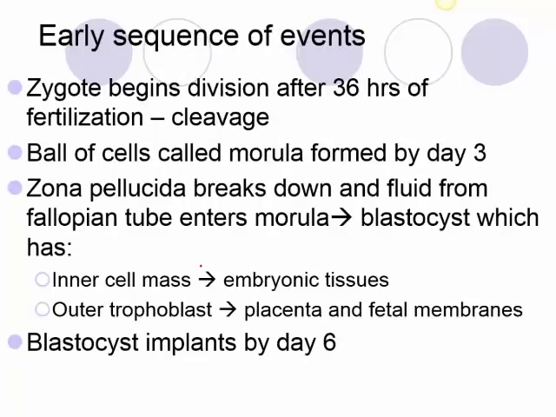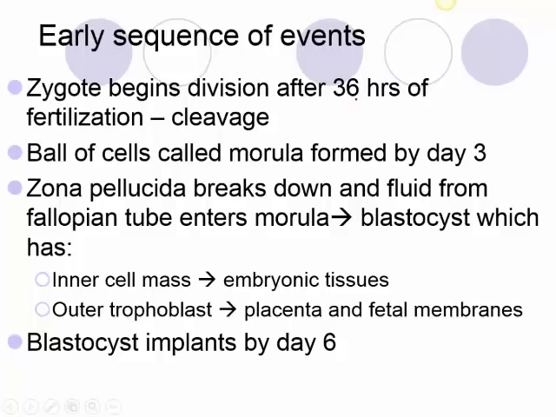So let's look at the early sequence of events. When the zygote is formed, after the pronuclei have fused, it rests for a while, and then after about 36 hours of fertilization, it begins to divide. That division is known as cleavage. It's called cleavage and not just division, because the cells just get smaller and smaller. So if you have this big zygote, it will divide into 2, 2 will become 4, 4 will become 8, like this. The cells start getting smaller and smaller. They don't increase in size. So you just get a ball of cells by about day 3, maybe 16 or a few more cells.